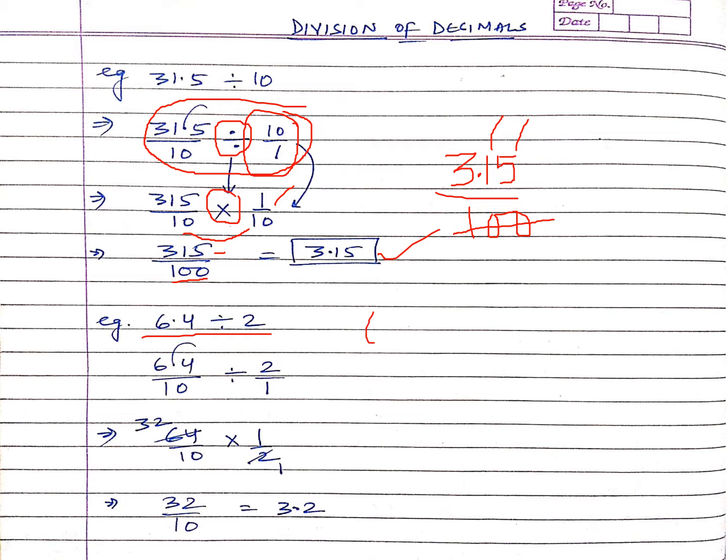What you can do? You can remove the decimal of 6.4. It becomes 64 upon 10 divided by 2 upon 1. Same thing, we will write the first term as it is, 64 upon 10. This divide becomes multiplication and this will be reciprocated. It becomes 1 upon 2.